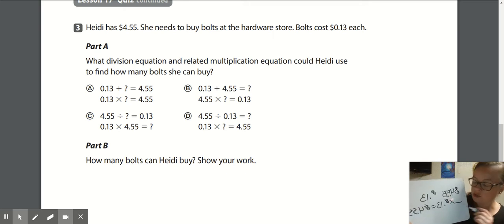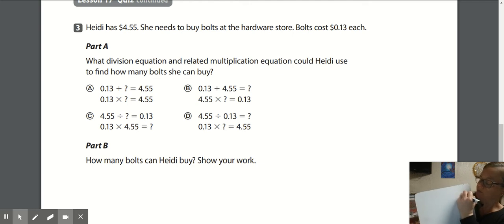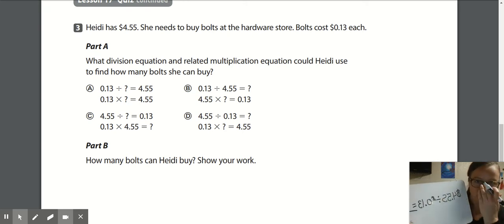You could think of it as multiplication, but for this lesson, we're going to look at it as division. So if this is the total and each one is 13 cents, I want to know how many she can buy. How many groups of 13 cents can give me this? Okay, so let's solve it below.